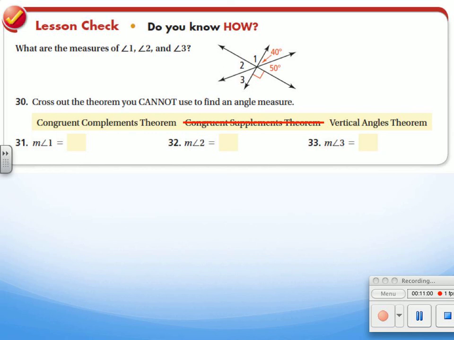The measure of angle 1 is opposite or a vertical angle of a right angle, therefore its measure is 90 degrees. The measure of angle 2 is a vertical angle with an angle that measures 50 degrees, so its measure is also 50 degrees. And finally, the measure of angle 3 is opposite the angle that measures 40. In addition, it forms a complementary angle with angle 2, so its measure is 40 degrees.